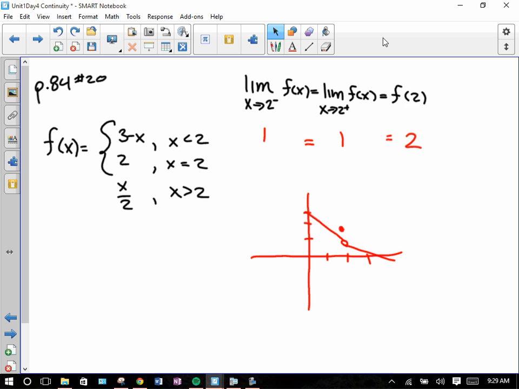So are you getting plugged in 2? All you do is plug in 2 into each one of these. If the left hand and right hand limits are equal but don't equal the function value, it's a hole. If they're different, it's a jump discontinuity.